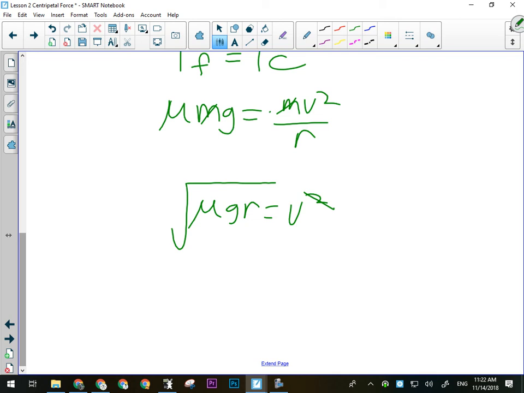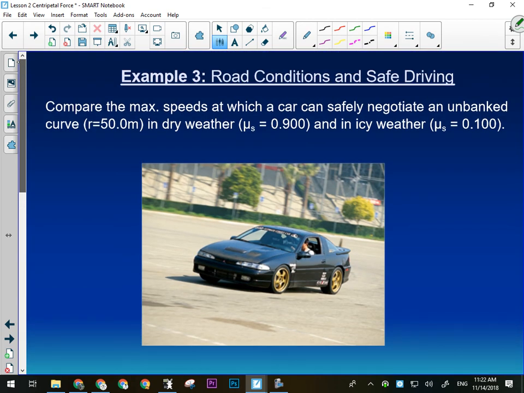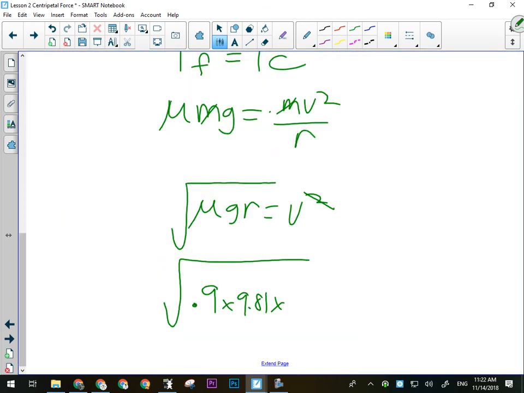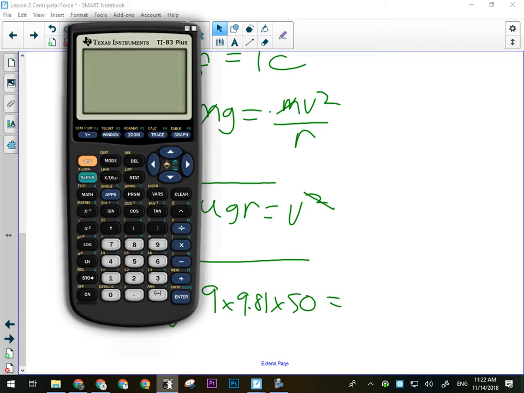So we've got this formula now set up. Now I just need to plug in my numbers. Under dry conditions, where mu was 0.9, times 9.81, times the radius of the corner, which they said was 50 meters, the car can traverse the corner at 21 meters per second.